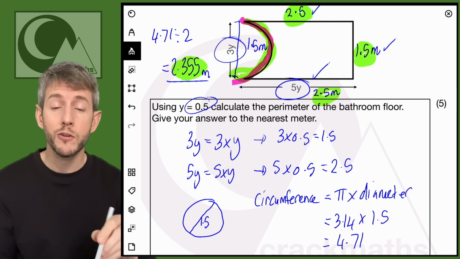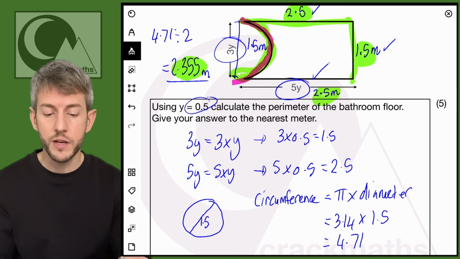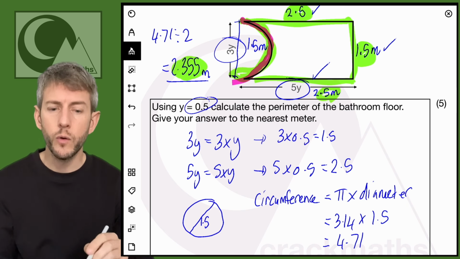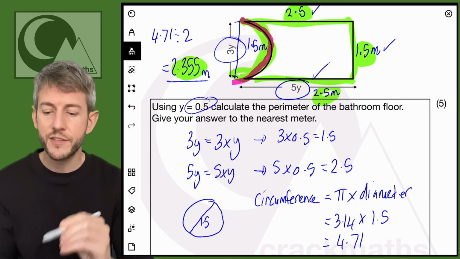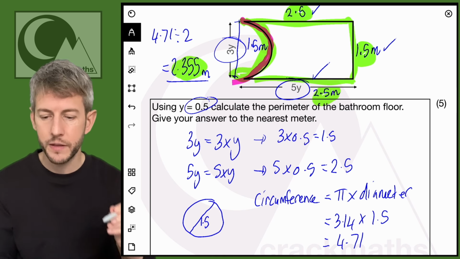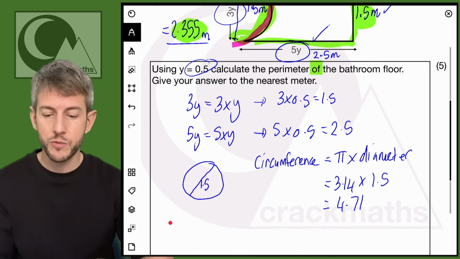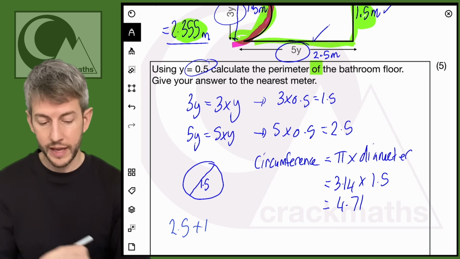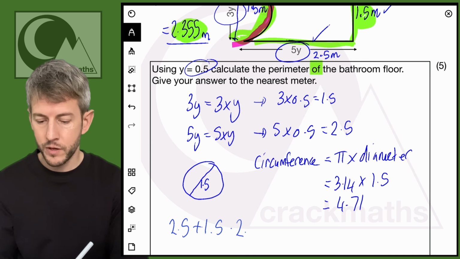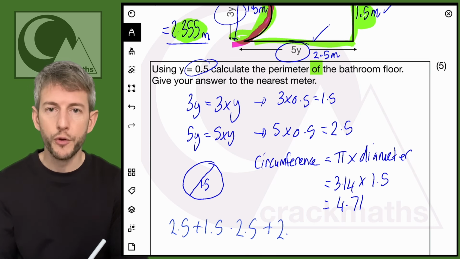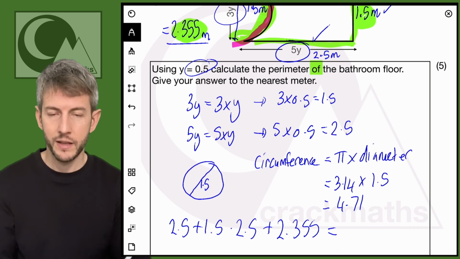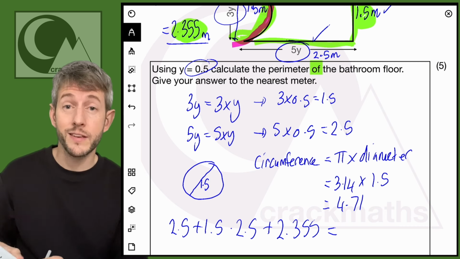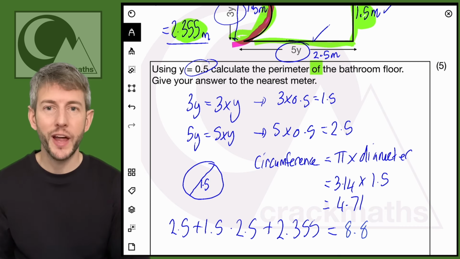The perimeter refers to the distance around the outside of the shape. So in order to get the perimeter of this bathroom, we're going to need to just add all of these together. Okay, so I'm going to write that down because remember it's important to do your working out. So I'm going to write down 2.5 plus 1.5 plus 2.5 plus 2.355, and I'm going to work that out on my calculator, and that equals 8.855.